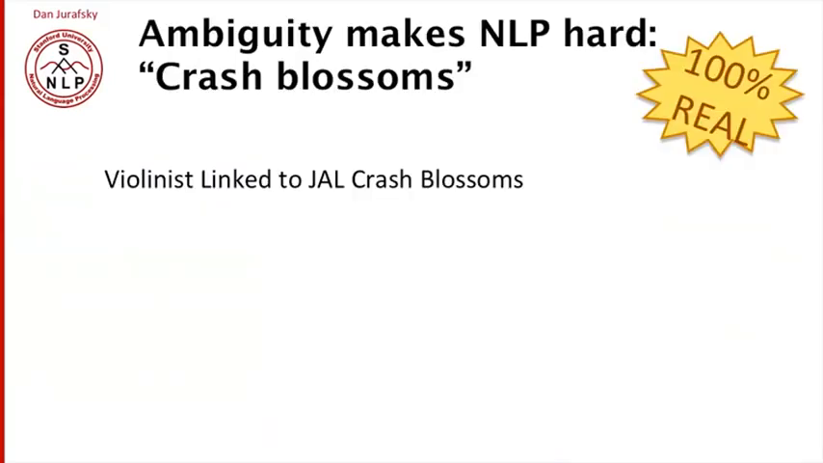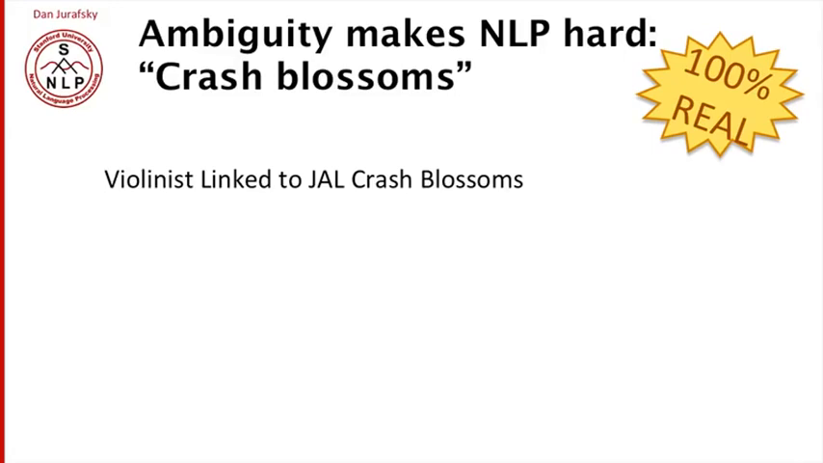Why is natural language processing so difficult? One cute example is the kind of ambiguity problem called crash blossoms. Ambiguity is any case where a surface form might have multiple interpretations. A crash blossom is the name for a kind of headline that has two meanings, and the ambiguity causes a humorous interpretation.